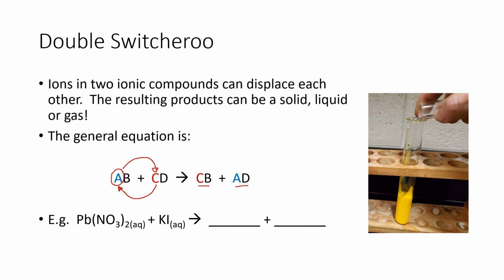So if we look at our example here, the one that makes this yellow solid, you're going to end up with the lead with the iodine, and you're going to end up with the potassium with the nitrate. Now you'd actually have to test to be able to tell which of the products is this yellow stuff. And so you don't have to worry about putting states in for these guys, but I can do it for you because I know what they are. So yeah, just do a double switcheroo, and you can end up with products for a double displacement reaction.